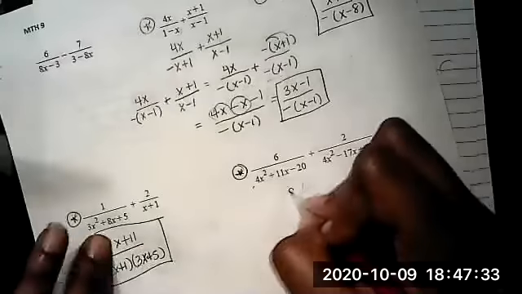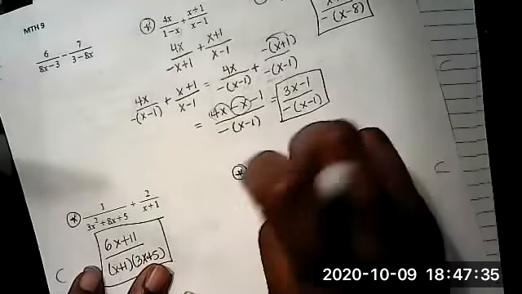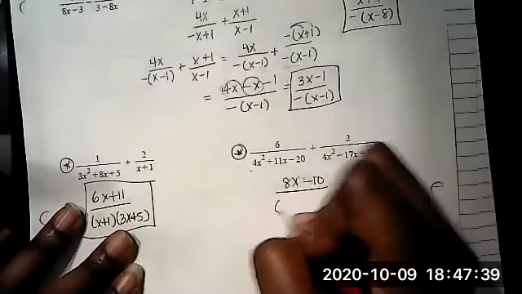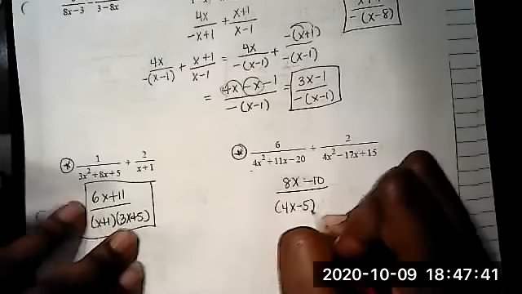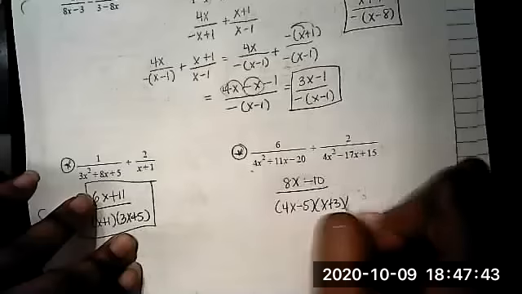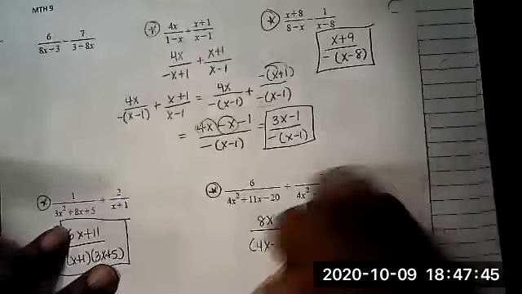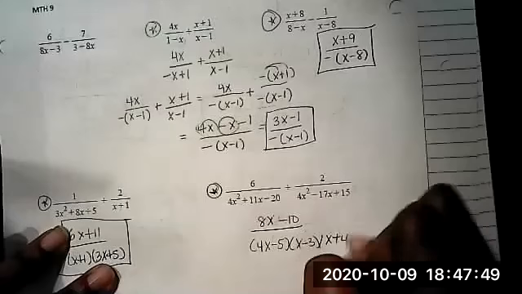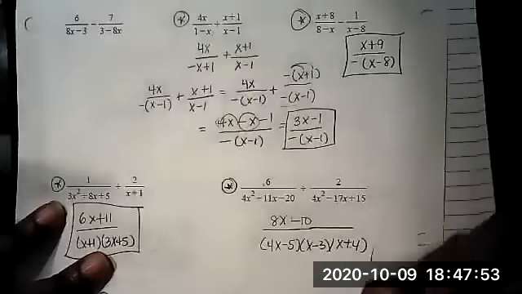So we have 8x minus 10 over 4x minus 5, x plus 3, I wanted to say, and then x minus 3. See, that's what I get for not looking. And then x plus 4. That is our answer there.